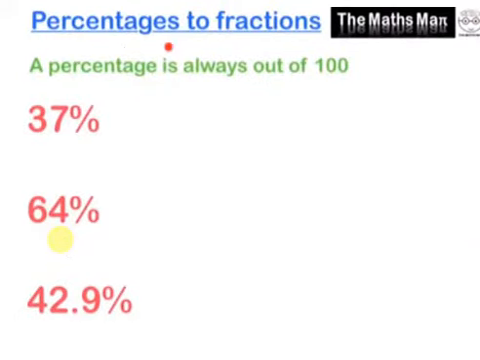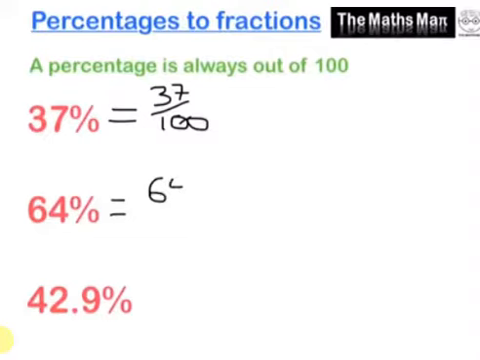So percentages to fractions. A percentage is always out of 100. So 37% is equal to 37 over 100. The same applies to 64%. That is 64 over 100. And this can be simplified, reduced to a simpler fraction.